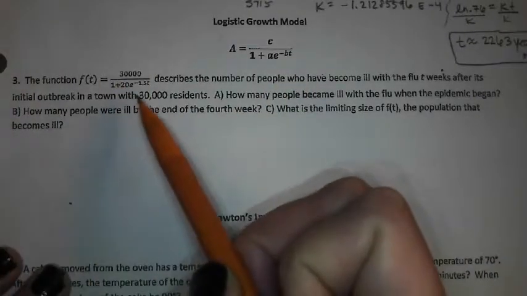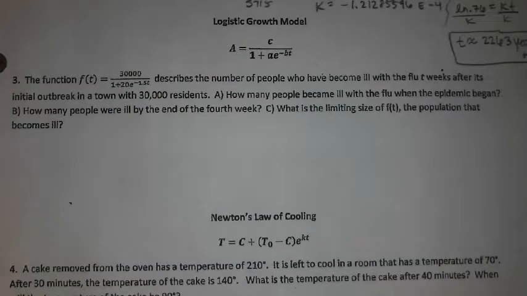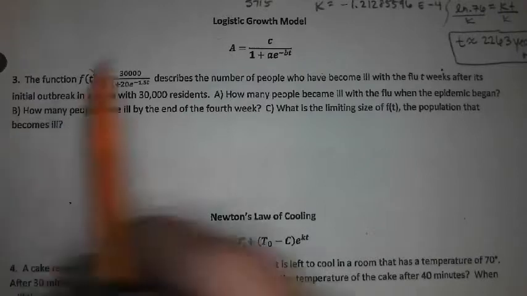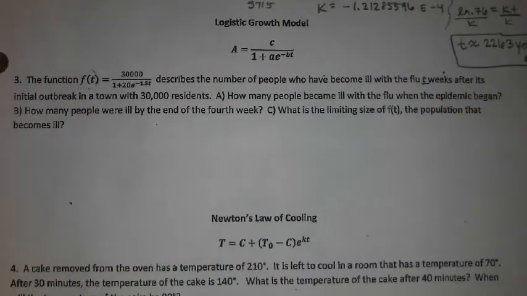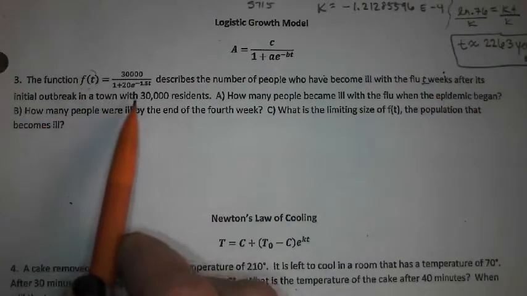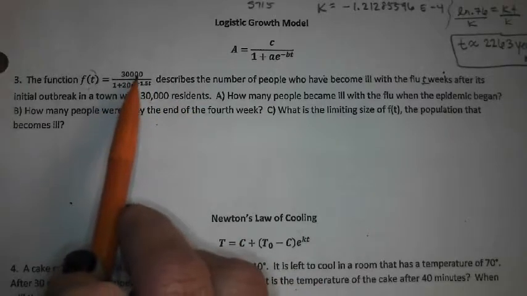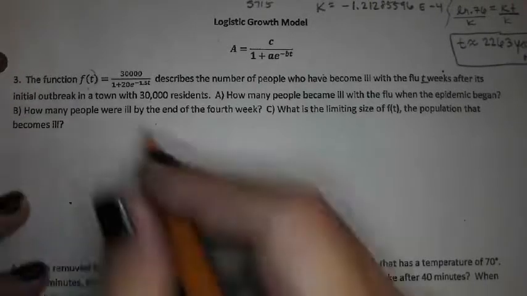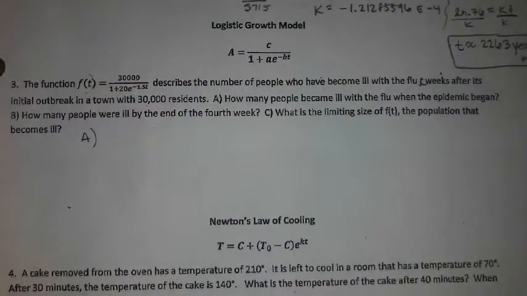This function here describes the number of people, so f of t is the number of people who have become ill with the flu t weeks after its initial outbreak in a town with 30,000 residents. And that is where the 30,000 in the numerator has come from. Part A says, how many people became ill with the flu when the epidemic began? What would you plug in for what if you were trying to answer that question? T is 0. Very good.